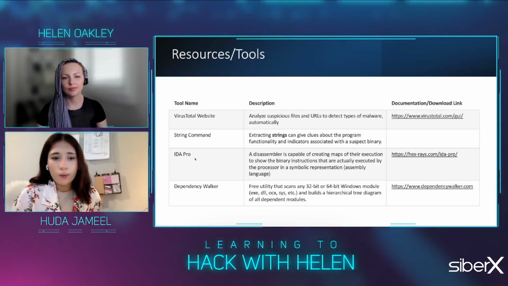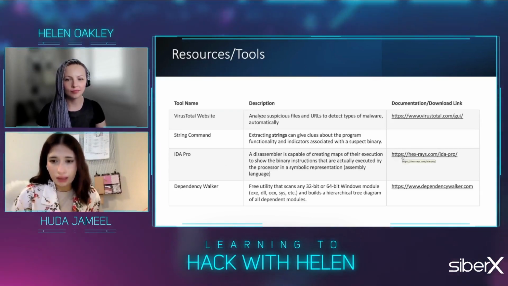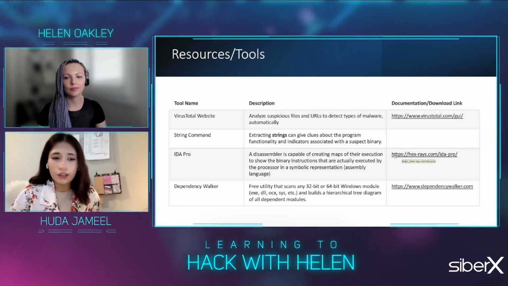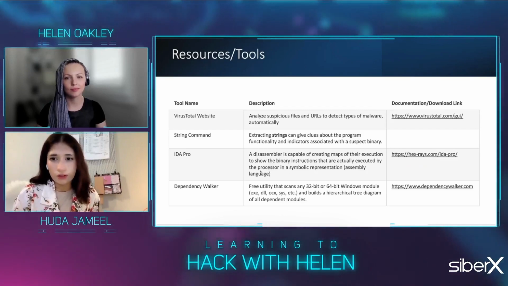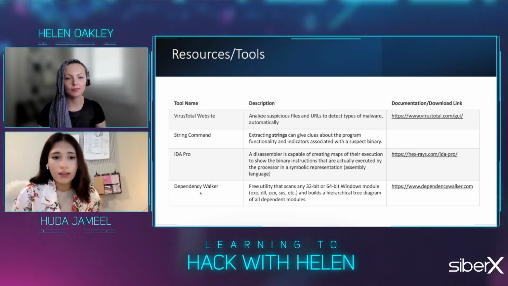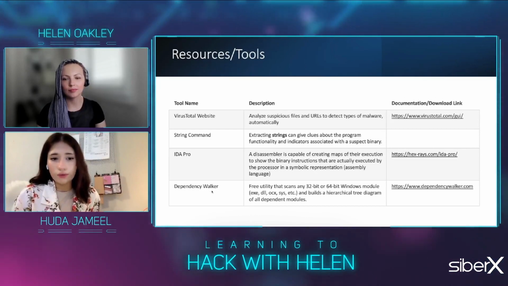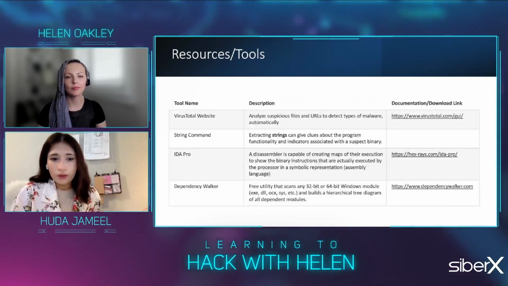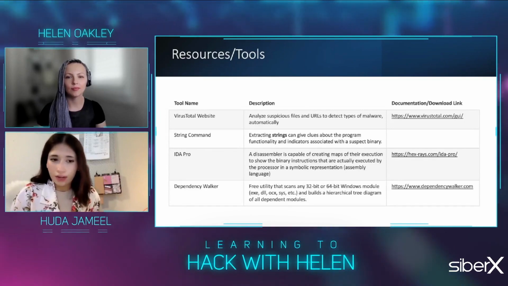For IDA Pro, you need to download the software. So I did post the download link for that. Right in the comments section, I would post all the links, or I can provide a document with all the resources and the links. And then we have Dependency Walker. For this, we have to download from the link that I just posted. This is not already by default in Windows. We have to install that for analysis.